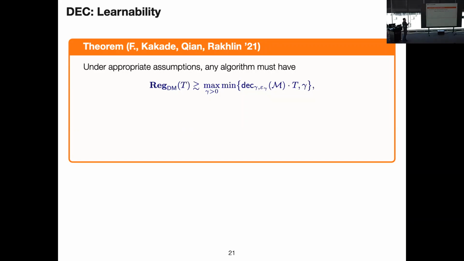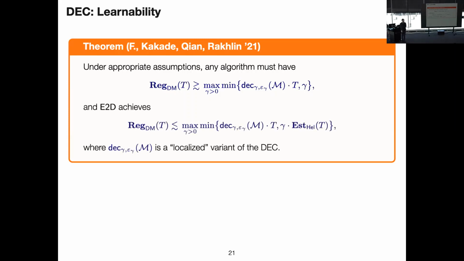Now, if you run a slightly more refined version of the algorithm I just showed, you can get an upper bound that looks very similar to this if we put them side by side. In fact, this is the same expression. The only difference is the presence of this estimation error term. So this is saying that, up to the estimation capacity of your class, you're getting upper bounds and lower bounds that match each other.